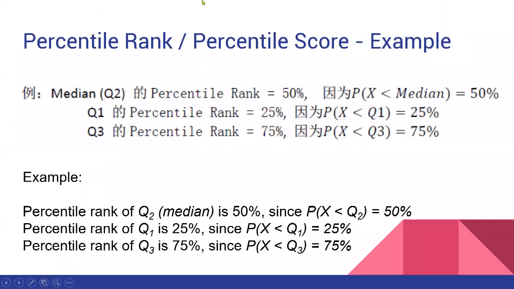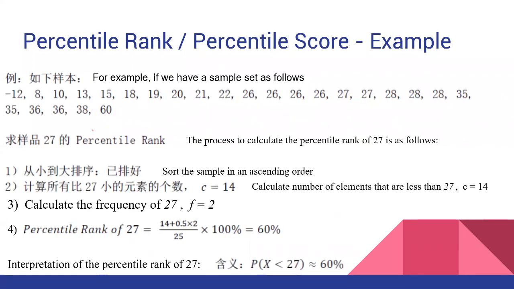Okay, let's see an example. First of all, let me mention that the percentile rank of the median, Q2, is 50%, right? Because if you randomly select an element, the probability of this element lying on the left-hand side of the median is 50%. Following the same principle, the percentile rank of Q1 is 25%, and the percentile rank of Q3 is 75%, right?